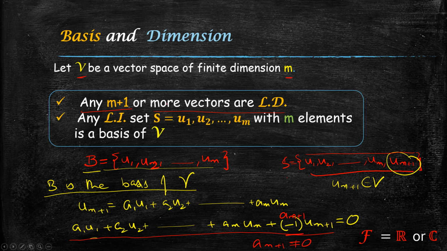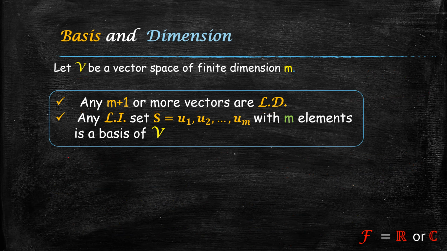Second, any linearly independent set S with m elements is a basis of V. For S to be a basis of V, I have to prove two parts. Number one, S must be linearly independent, which is already given. Second, I have to show that S spans vector space V, which is also very easy to prove. Let us assume that S is not a basis of V. Then there is some basis of V, that will be B, v1, and so on. As the dimension of V is m, the basis B contains m elements.